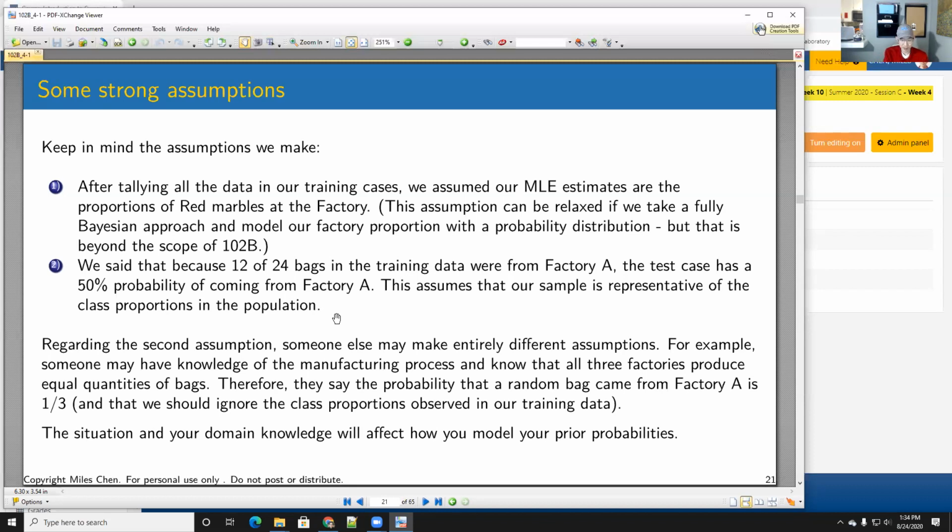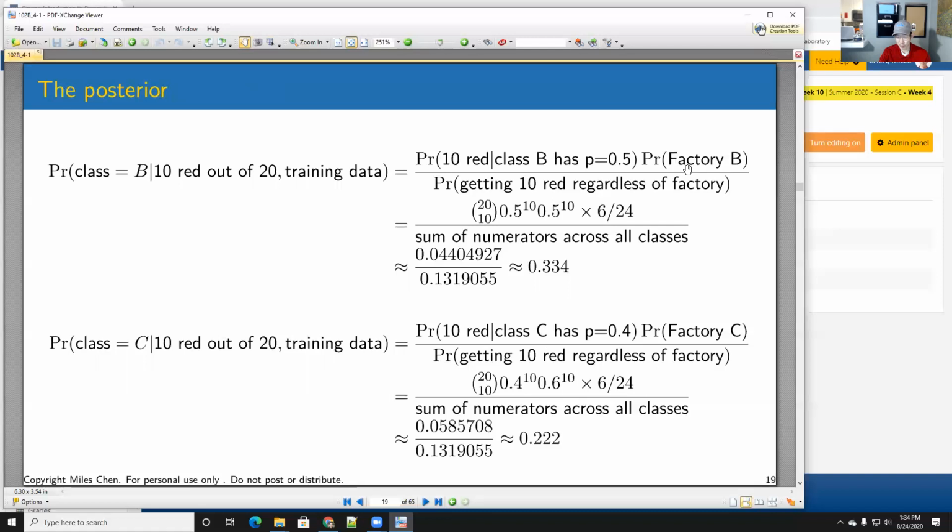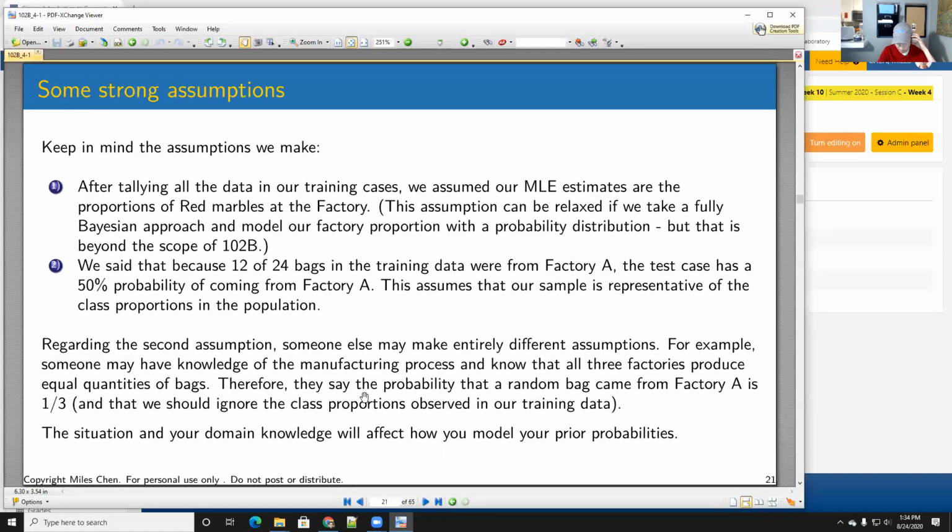So, for example, if somebody works for this factory or for the company, and they say, oh yeah, all three factories produce an equal quantity of bags, right? Factory A produces a bunch of marbles, factory B and factory C, they all produce the same amount of marbles over the course of a year. So there's no reason to believe that factory A should make up 50% of the bags. So in that case, this prior probability, using that person's knowledge, we would just give factory A a 1/3 probability, okay?